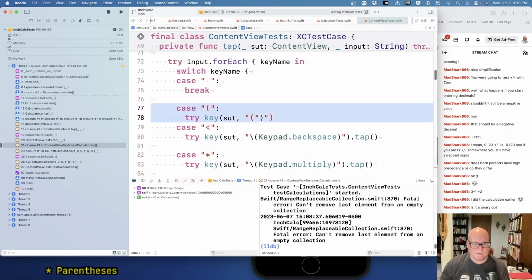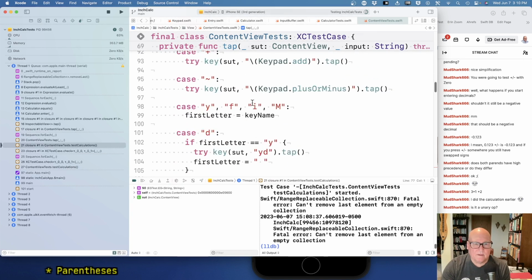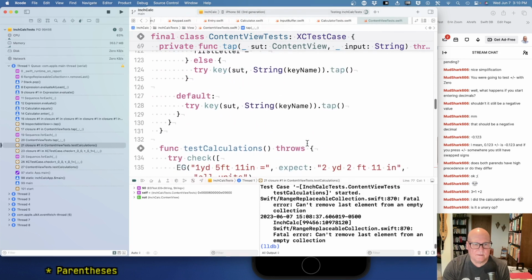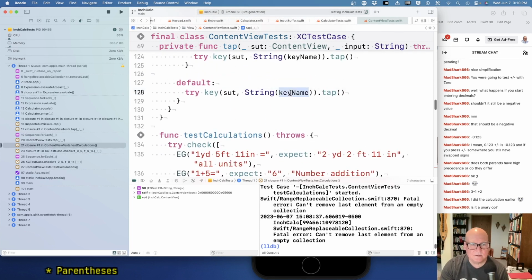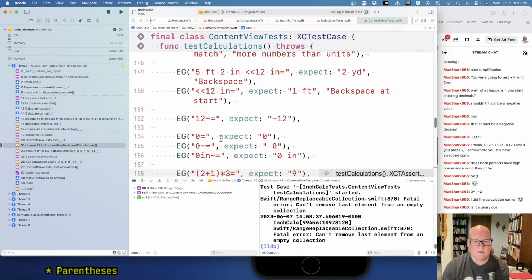Well, no, that should just work here. Key set with the key name. Yeah, so he should just be pressing a left paren. Why are you blowing up?